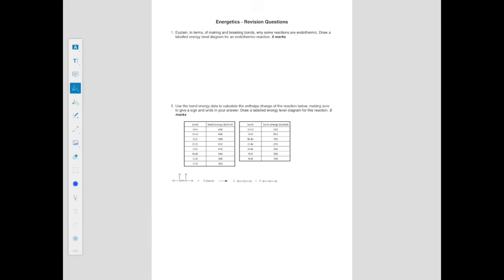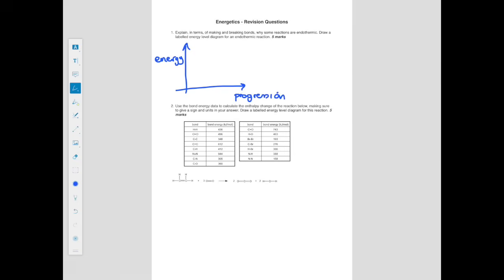Let's have a look at some more questions. So explain in terms of making and breaking bonds why some reactions are endothermic. Draw a labelled energy level diagram for an endothermic reaction. So this is what you need to do. You need to do your axes here. The y-axis is the energy, and the x-axis is basically the progression of the reaction.